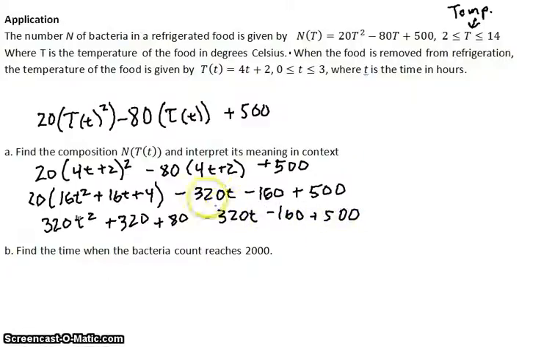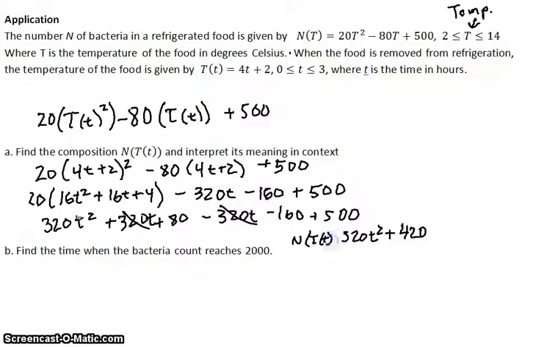So combining like terms, notice this should have a t here. We have two 320t's that cancel. We have 80 plus 500 minus 160. That's going to be 420, I believe. And we have 320t squared plus 420.